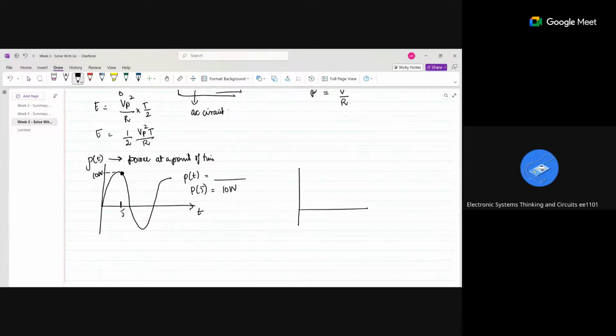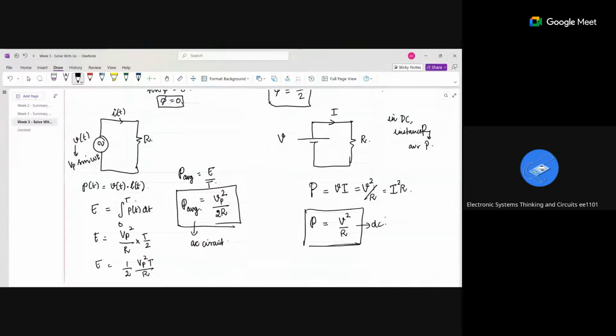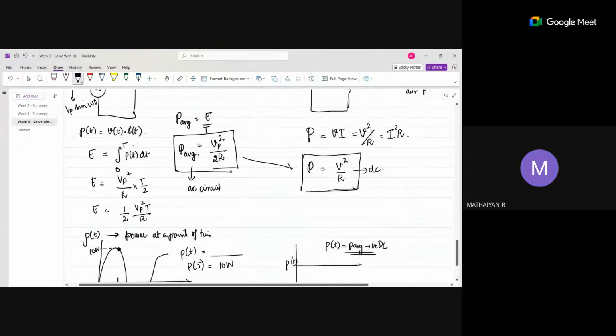Whereas in DC, it is the same throughout the signal. So P of t will be equal to P average in DC. Do you agree? Yes. So for DC I have one power, and for AC I have another power. Now I am going to equate both. If I equate, what will I get? V is equal to Vp by root 2, right?